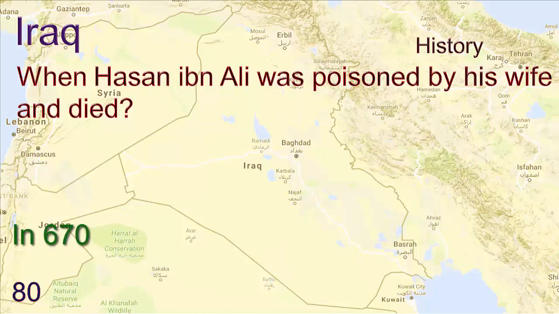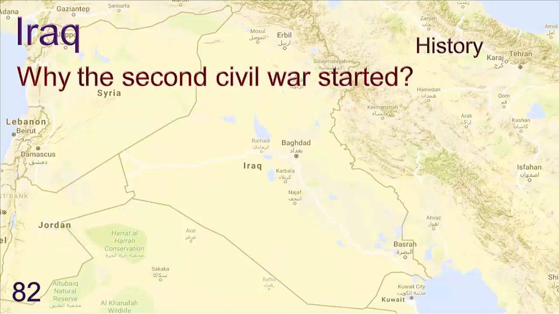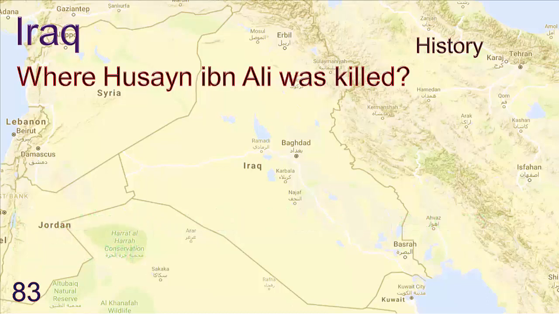In 670. When Muawiyah died and second civil war started? In 680. Why the second civil war started? Muawiyah appointed his son Yazid as successor. Where Hussein ibn Ali was killed?